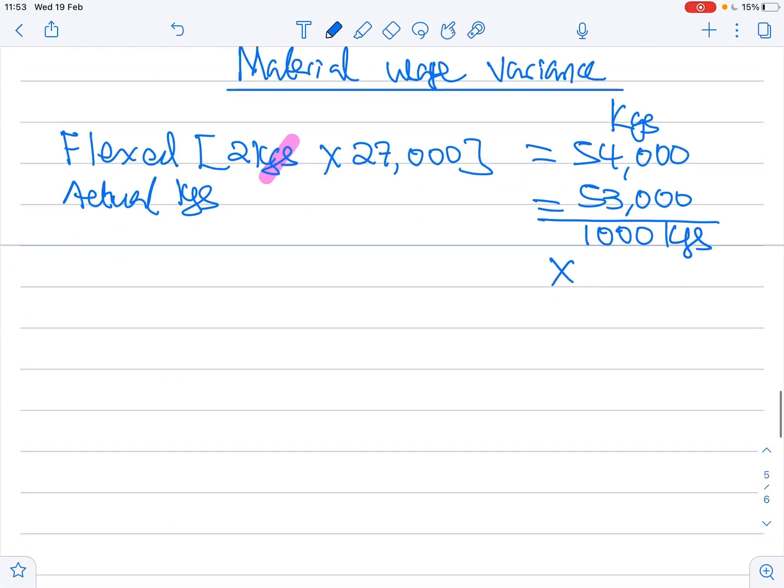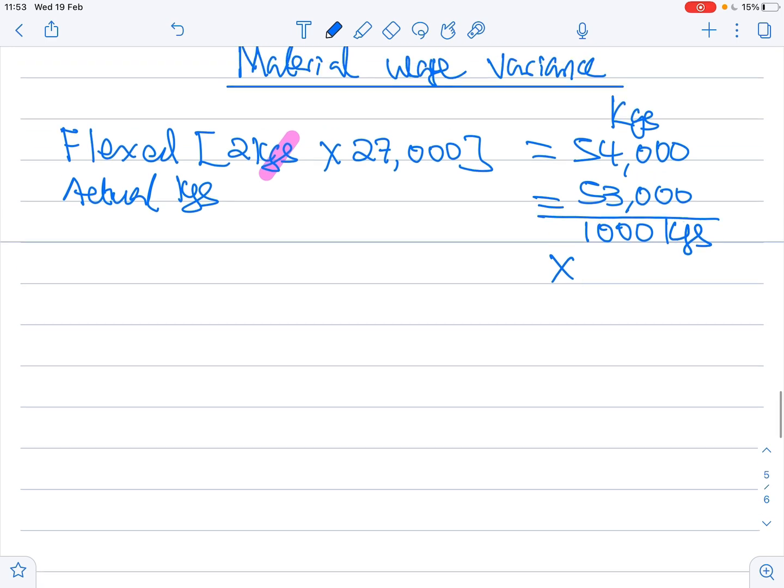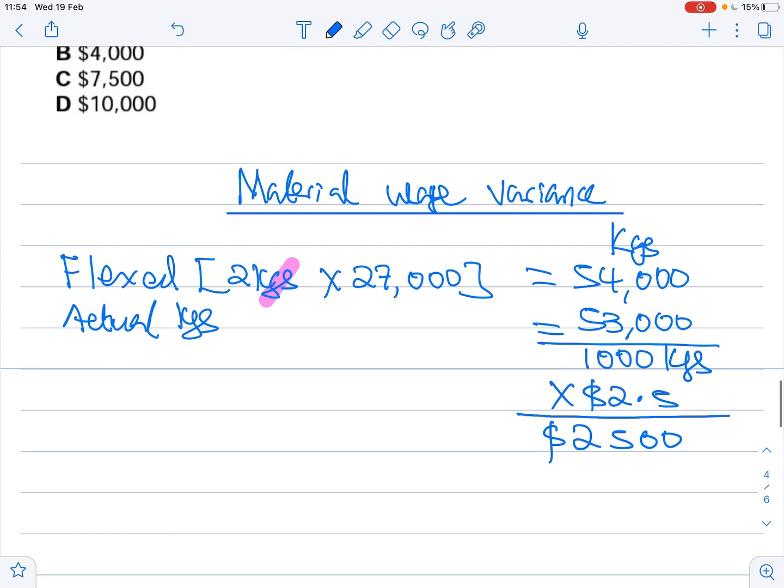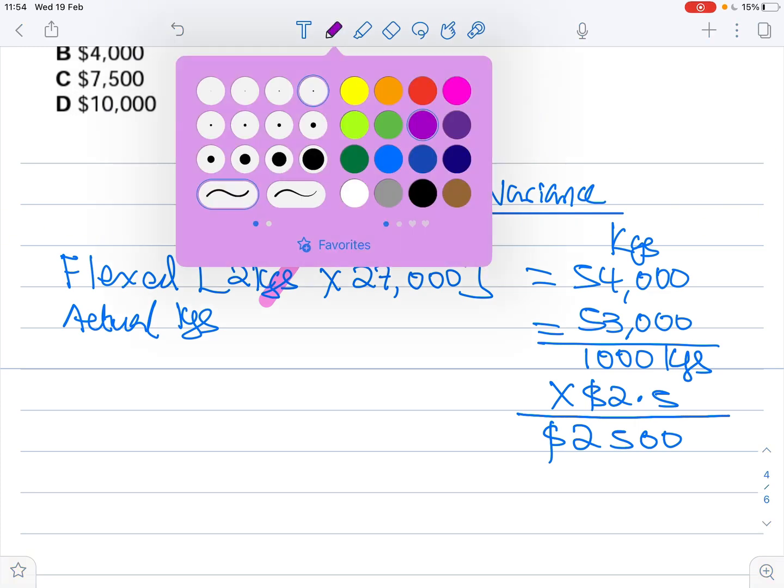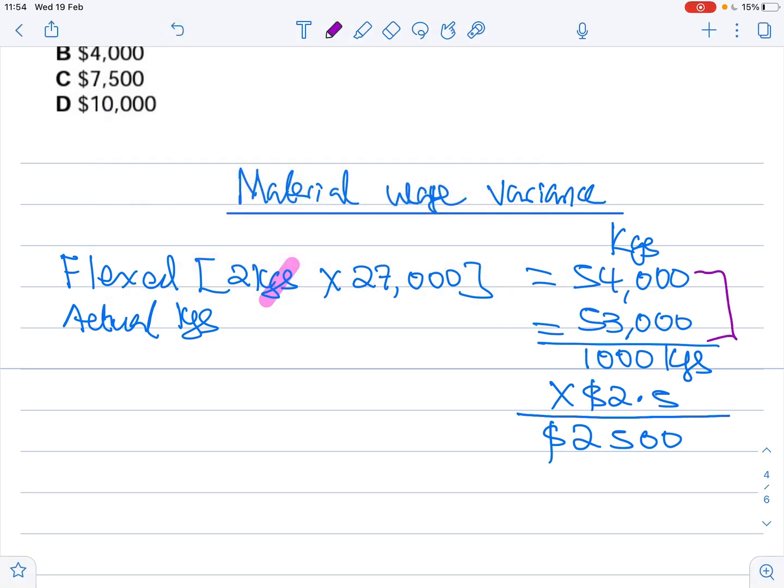So at this point, you need to come here and say multiply by $2.5. And if you multiply this out, you should have $2,500. So it has turned into dollars. We want to ask the question, this 2,500, adverse or favorable? Well, it's favorable. Why is it favorable? Because the labor they helped to save 1,000 kgs of materials.